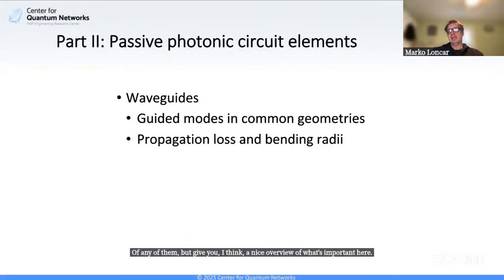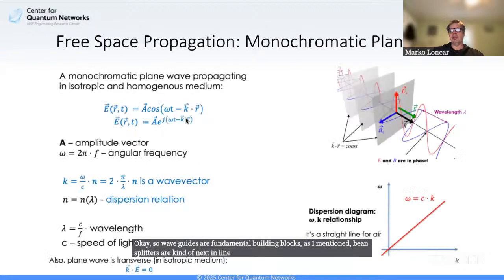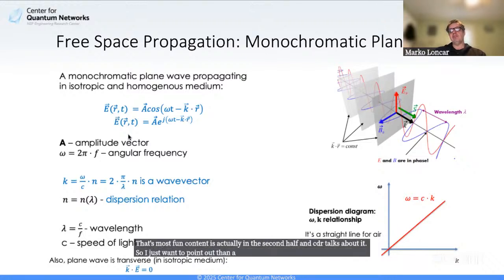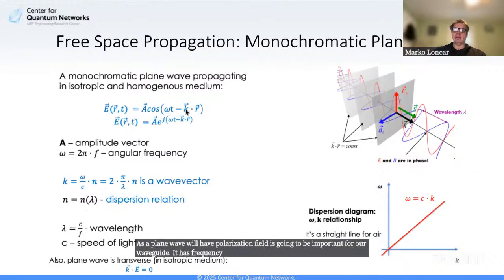Okay, so waveguides are fundamental building blocks. As I mentioned, beam splitters are next in line, and with them you can do many, many things. I will assume that most of you have seen E&M and Maxwell's equations and whatnot, and I'm not going to spend a lot of time here, especially since the most fun content is actually in the second half, where CJ talks about it. I just want to point out that in free space, where an electromagnetic wave propagates, we often think of it as a plane wave. As a plane wave, it has a polarization, which is going to be important for our waveguide. It has frequency, and it has a wave vector. The definition of each of these is shown here.